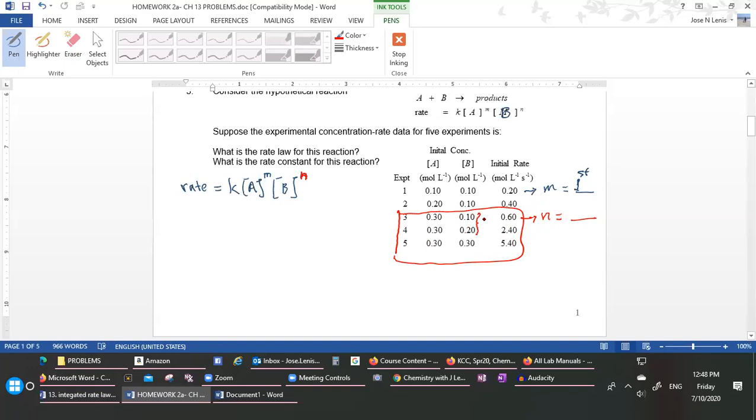We double the concentration of B. What happened with the rate? It went up how many times? 4 times, right? 0.60 times 4 is 2.40. So you double the concentration of B, the speed quadruples. Right away, you know this is second order.